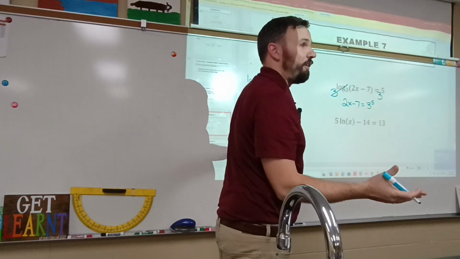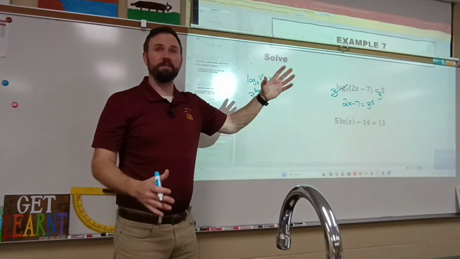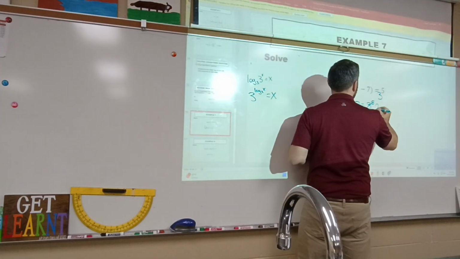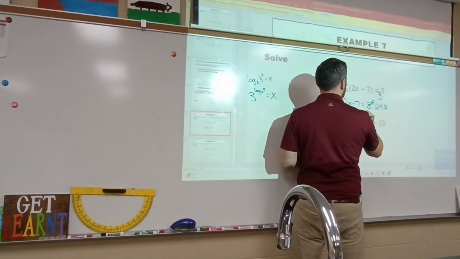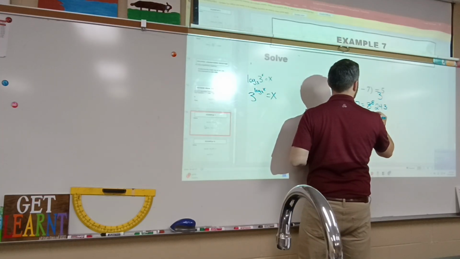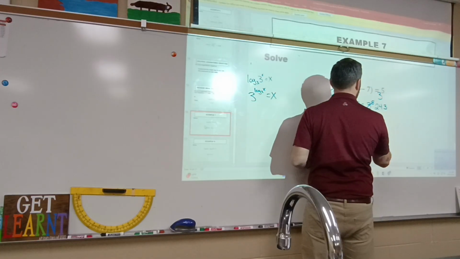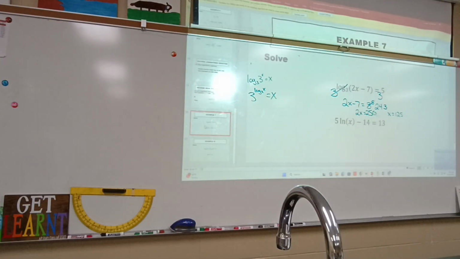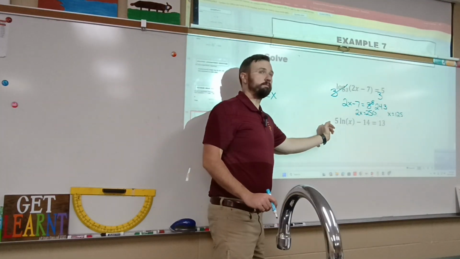This one, though, we're going to isolate the log, ISO the log, and then take an exponent. It's like the opposite. Instead of isolating the exponent, taking a log, we're going to isolate the log, take an exponent. That's 243. So 2x equals 250, no, you'd add it. And x would be 125. Okay? ISO the log, power it.